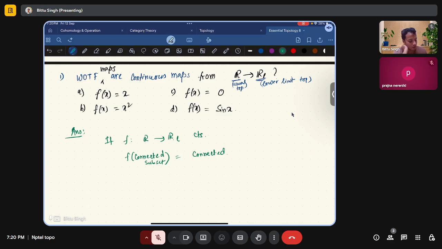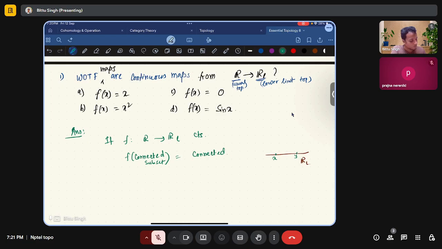But what are the connected subsets of R_L, R with the lower limit topology? The interesting fact is that R with the lower limit topology is completely disconnected. If we choose any two points, X and another point Y, those two cannot be in the same connected component.